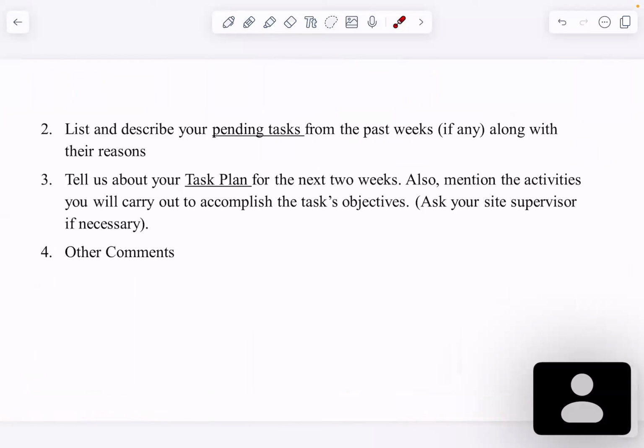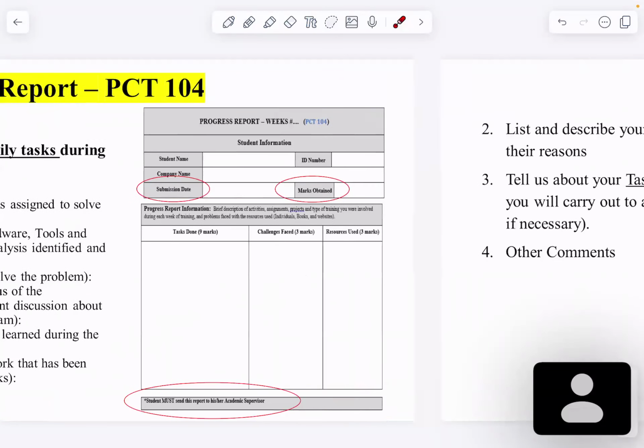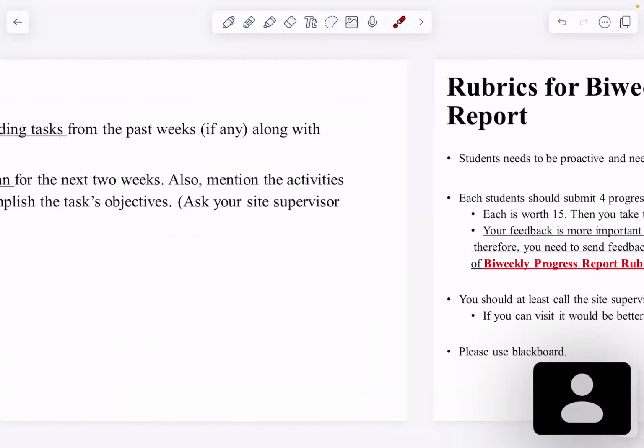Also, you can write about the pending tasks. According to the plan, I should do these tasks during these 2 weeks, but due to some reasons or challenges, these are the pending tasks. And you have to say what plan you will follow to solve these problems. So these are the main things I need you to be aware of when you are preparing this bi-weekly progress report, so that you get the best grades for it.